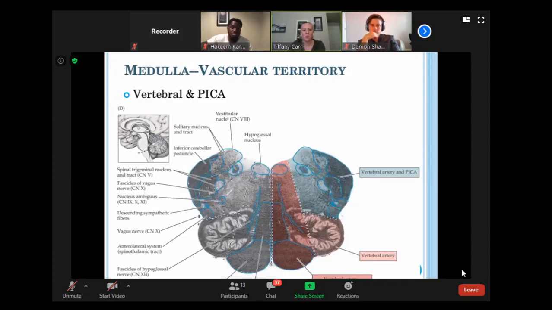The vertebral and the posterior inferior cerebellar artery provide that lateral aspect. The vertebral artery really provides that lateral, anterolateral aspect, and the anteromedial, or just a really medial area, of the vertebral artery and the paramedian branches, as well as the anterior spinal artery.